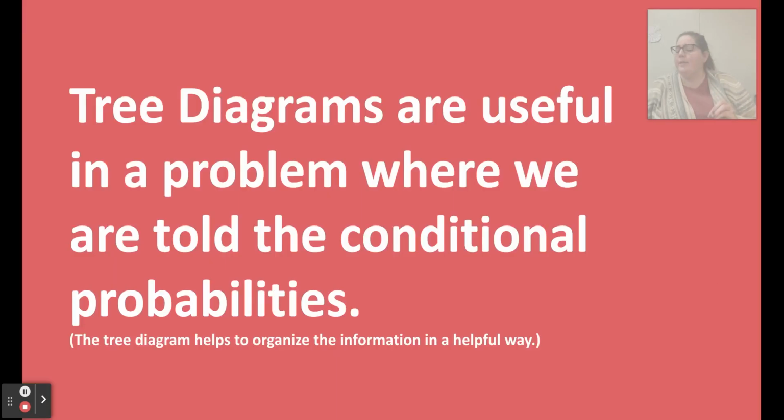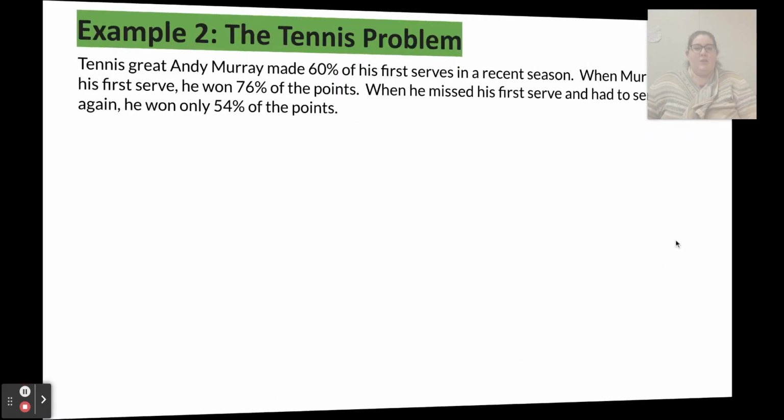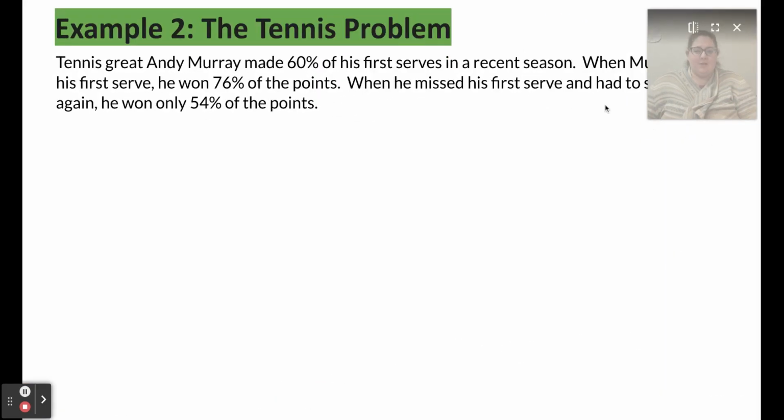All right, we're going to talk a little bit about another diagram that we can use. This is really useful when we are told the conditional probabilities. So the tree diagram helps us to organize the information in a really useful way that allows us to get to answers a lot quicker.